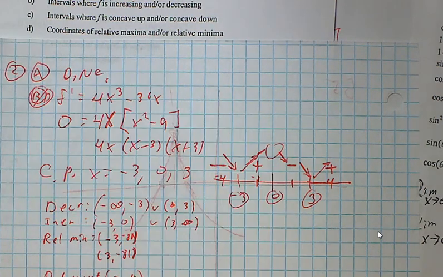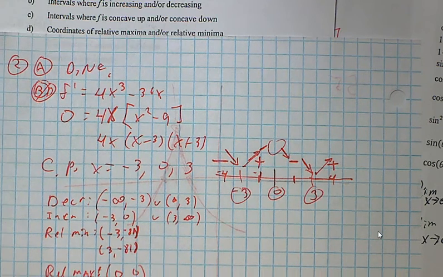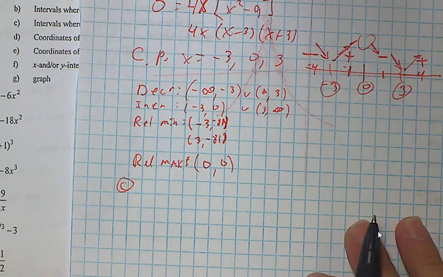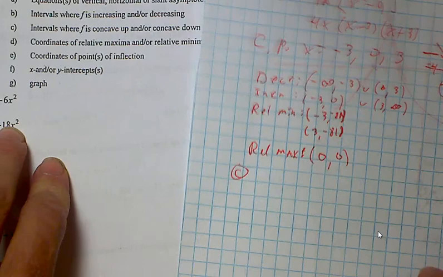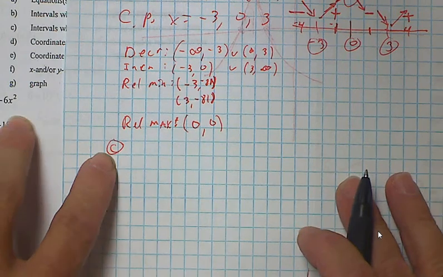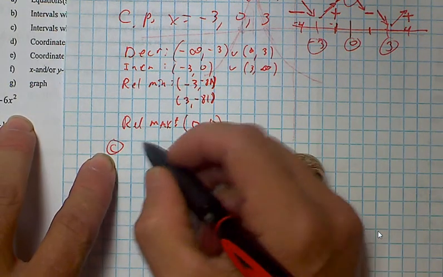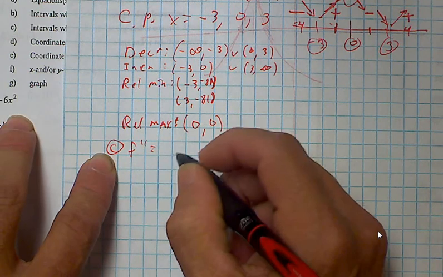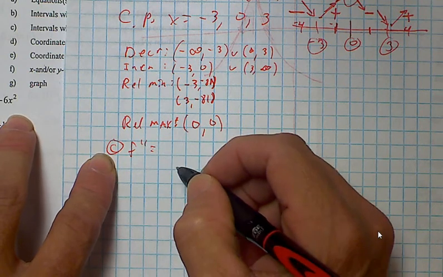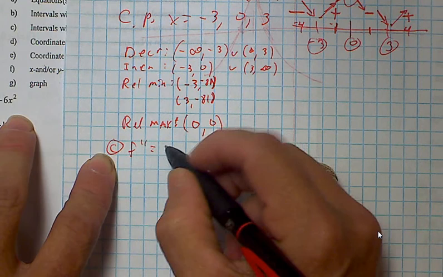So we gotta derive again. Part C, you have to derive again. Part C, you want concave up or concave down. So F double prime equals 12x squared minus 36, is that correct?